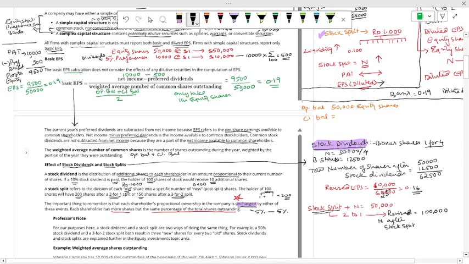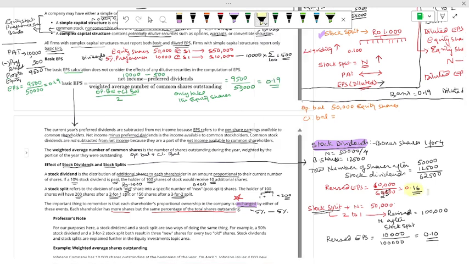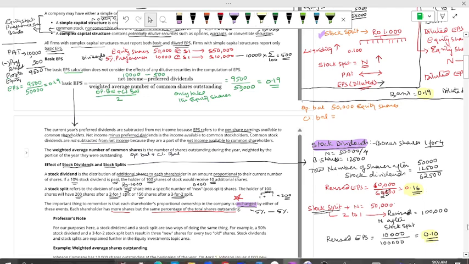Now, what is the revised EPS? Every time we have to calculate the revised EPS. How much is the profit after taxes? Profit after taxes is 10,000. The revised number of shares is going to be 100,000. The earning per share will be 0.2. This is the stock split earning per share. This is the basic earning per share, and this is the diluted earning per share.